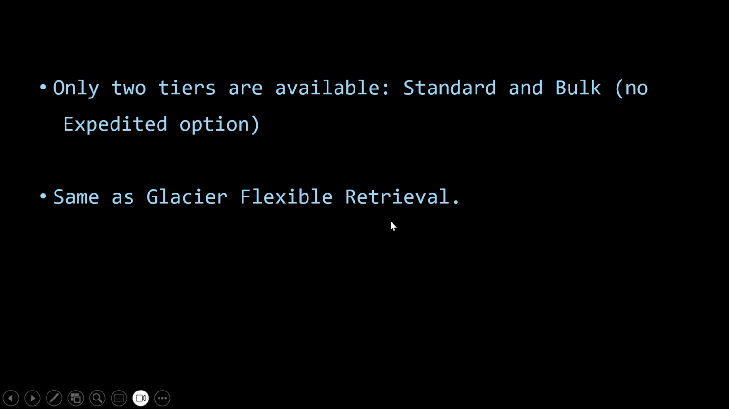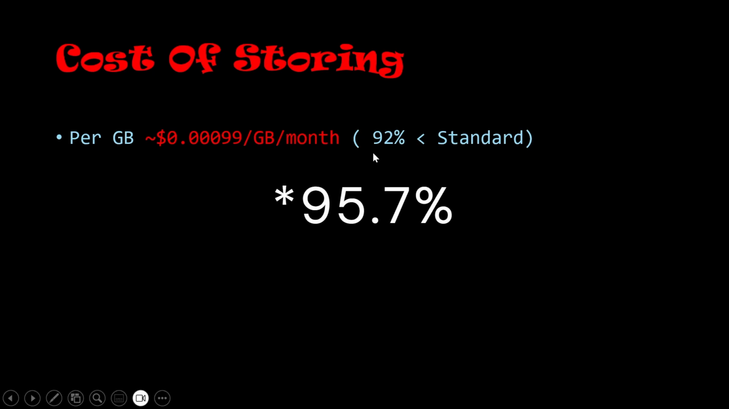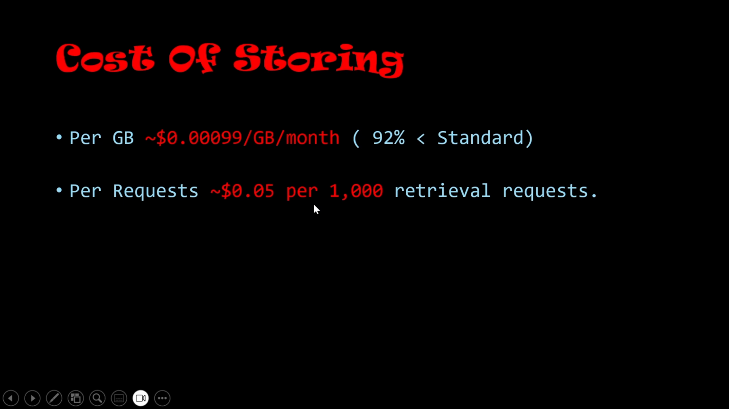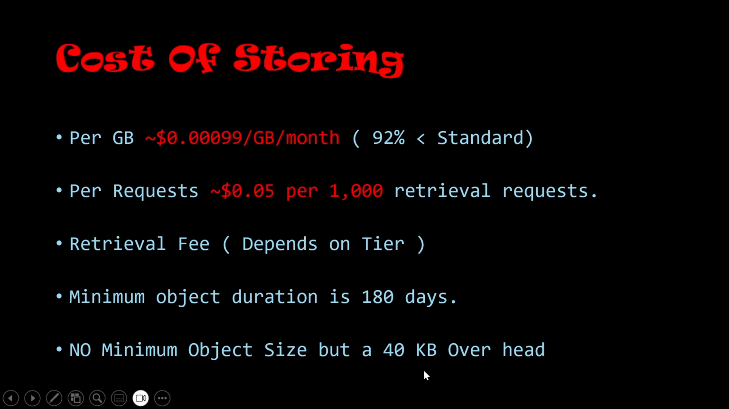Now let's look at the cost of storing an object here. You have to pay per GB. This is 95.7% less than Standard. Very cheap storage when compared to other storage classes. You have to pay per request. This cost is similar to Flexible Retrieval. You have retrieval fees that depend on the tier, and the minimum object duration is 180 days. And there is no minimum object size, but there is a 40 KB overhead.